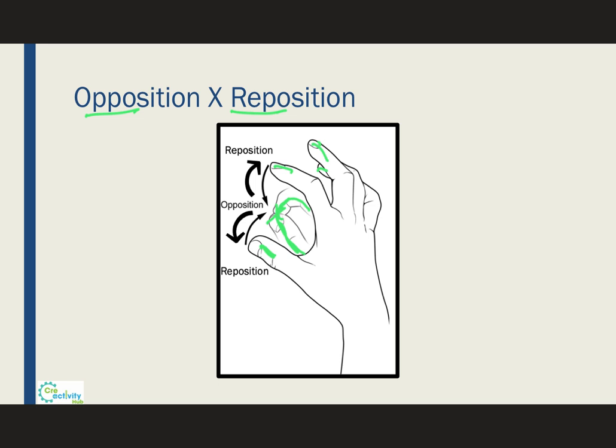Now, the reposition is going to be the reverse movement of opposition, where the thumb moves back to its anatomical position, away from the fingers. And together, opposition and reposition are vital for fine motor skills and also the functional use of the hand. There will be a separate presentation where I will cover specific movements at specific joints.